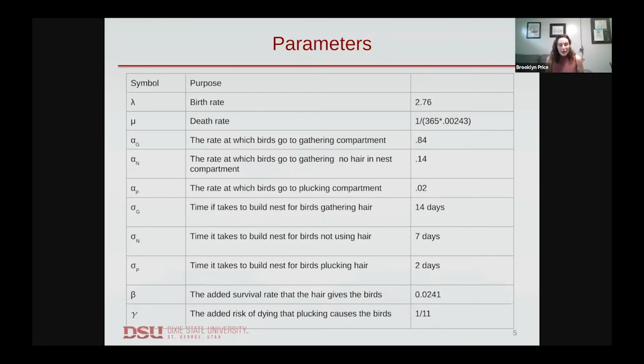Another interesting parameter is the added risk of dying that plucking causes to the bird. We found this to be 1 out of 11, and we will discuss this number a little later in the presentation, but that's an important one to remember.